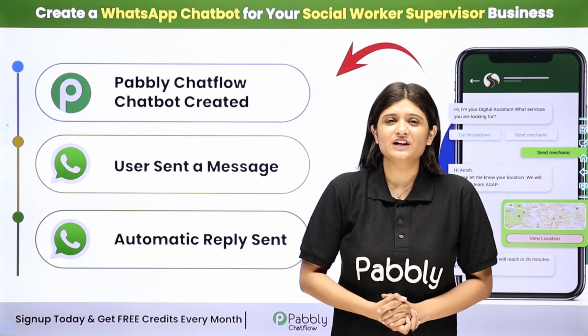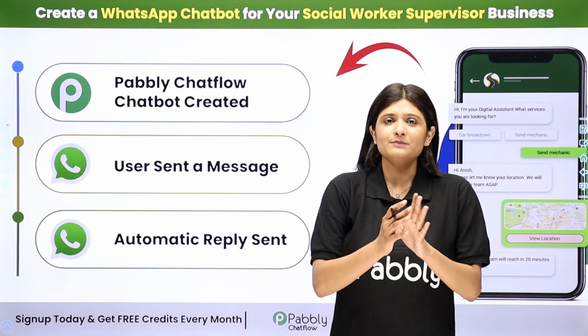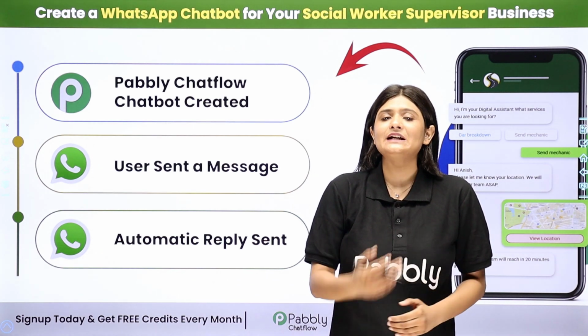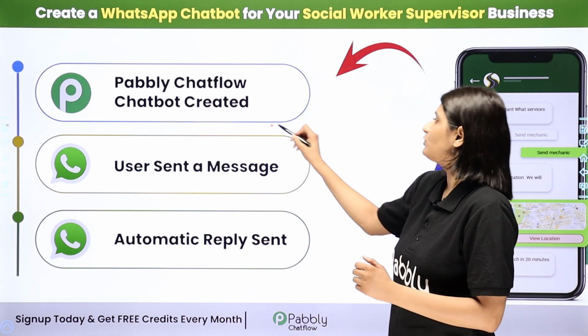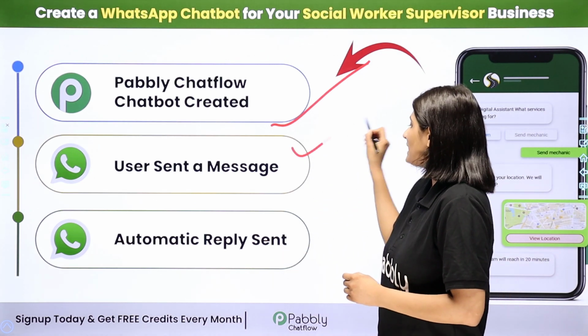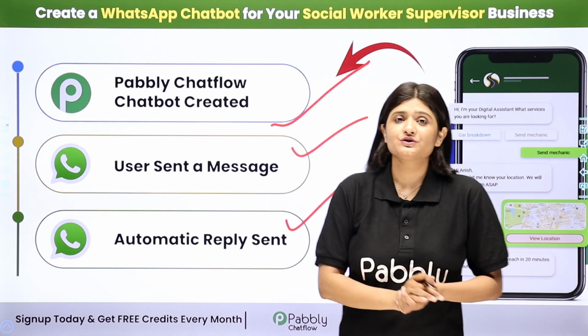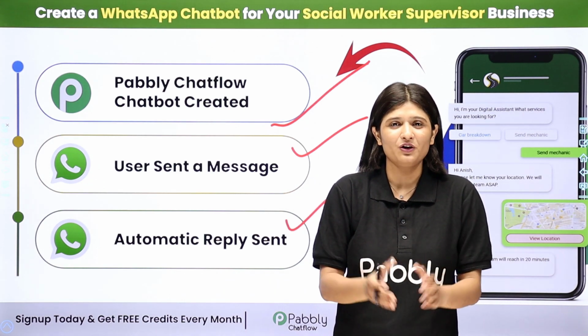And to do this automation, I'm going to create a WhatsApp chatbot with the help of Pabbly Chatflow. With the help of this WhatsApp chatbot, I'm instantly going to reply to all the queries. Now, when I create this Chatflow or WhatsApp chatbot and a user sends me a message, the reply will be automatically sent to that user based on that query. Now, if you want to learn the step-by-step process, then let me take you all to my screen.